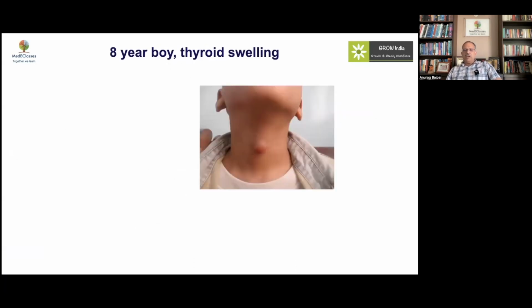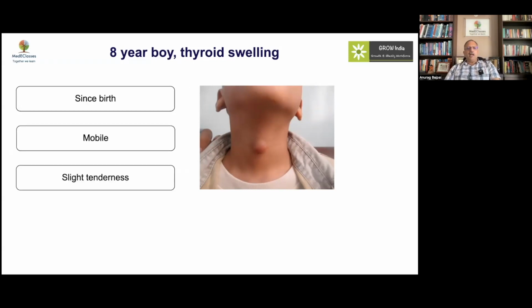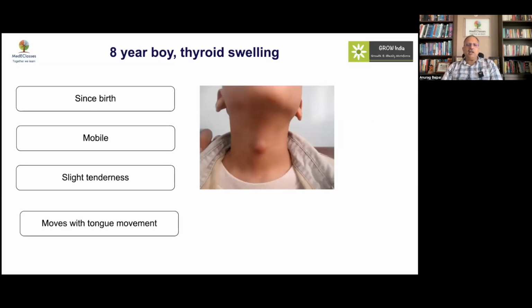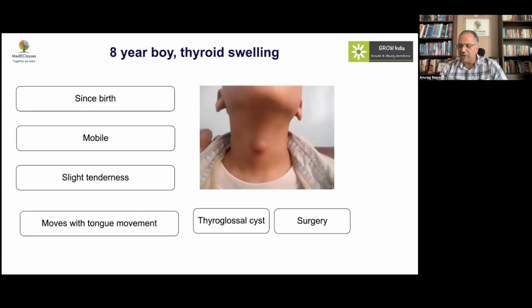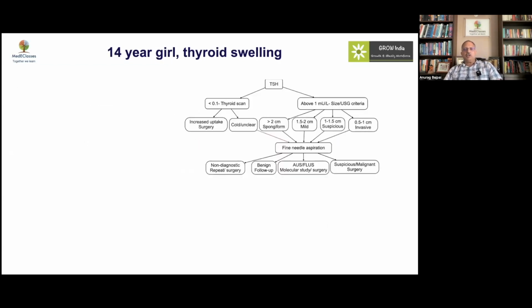So we'll start off with a few cases just to highlight these scenarios. An 8-year-old boy with thyroidal swelling, which we can see is in the midline. It has been there since birth. It is mobile, there is slight tenderness, and it moves with tongue movement. So I think this is a very, very important clue. If you have a midline thyroid swelling, ask the child to swallow, ask the child to bring the tongue forward, and you will identify that this is an important lesion. It's a thyroglossal cyst. The best way to identify it is a thyroid scan, and surgery is recommended in this regard because they have a high risk of malignancy.